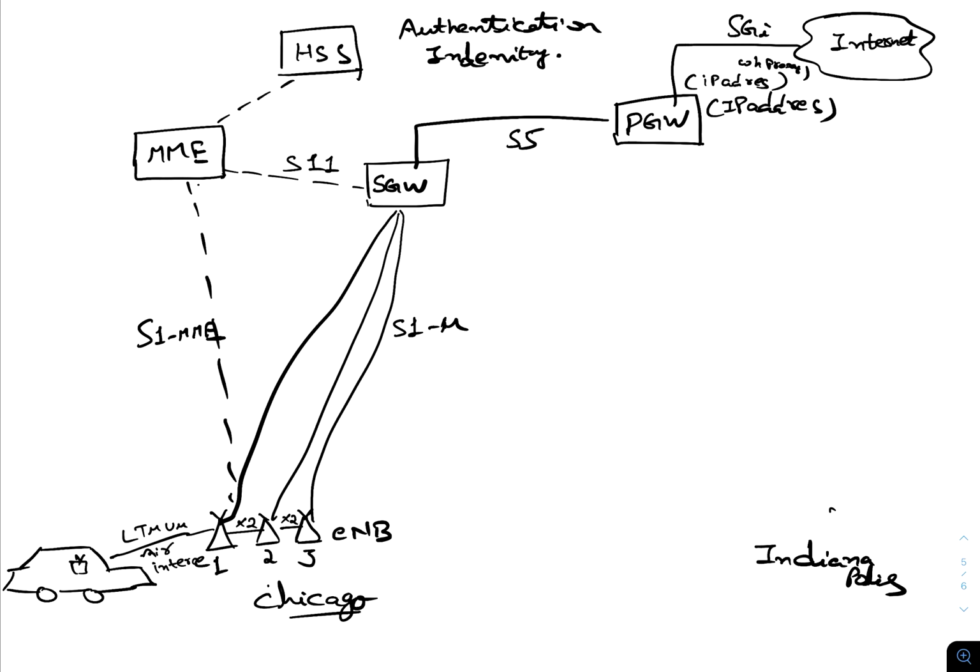You must have observed here, I used solid lines and also dotted lines. Solid lines you see for S5, S1U, X2 and LTE Uu, right? The dotted lines are for S11 between MME and S gateway, S1 MME between MME and eNode B, and S6a between HSS and MME, and we also have a dotted line for S5. S5 has both dotted and solid lines.